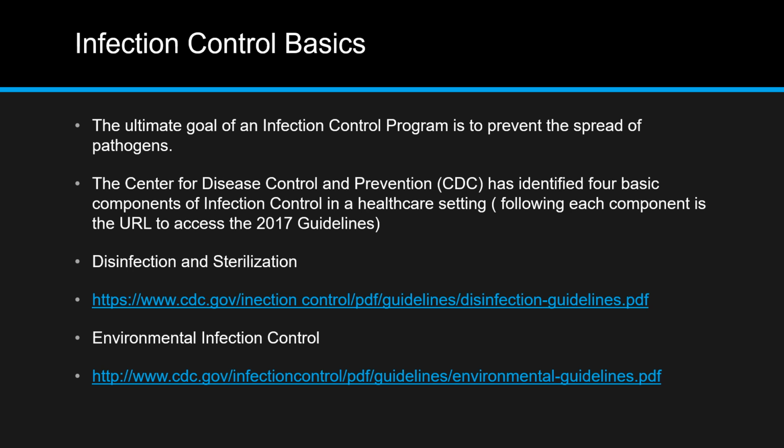Infection control basis. The ultimate goal of an infection control program is to prevent the spread of pathogens. The Center for Disease Control and Prevention, the CDC, has identified four basic components of infection control in a healthcare setting. Following each component is the URL to access the 2017 guidelines: disinfection and sterilization, environmental infection control. This is for you to go ahead and look up as you feel needed.